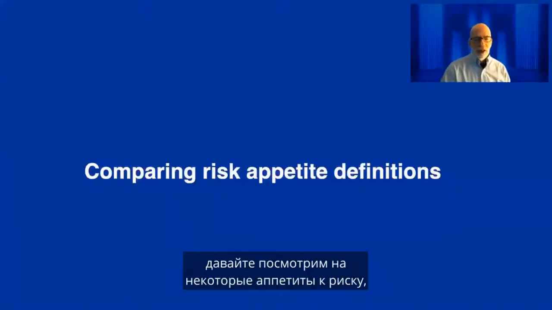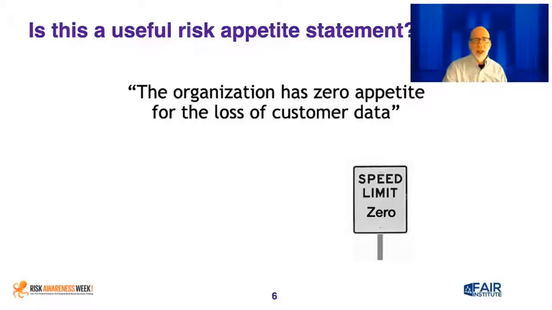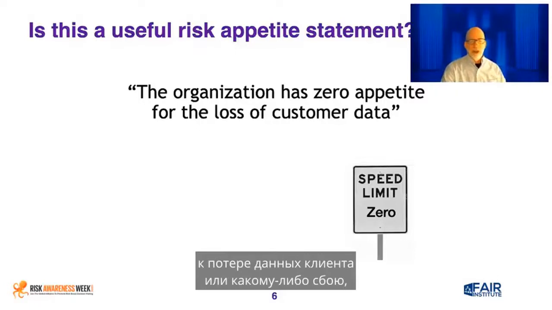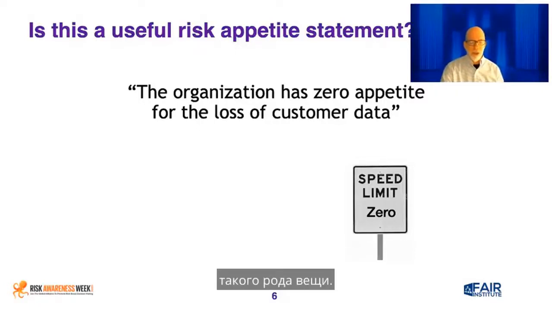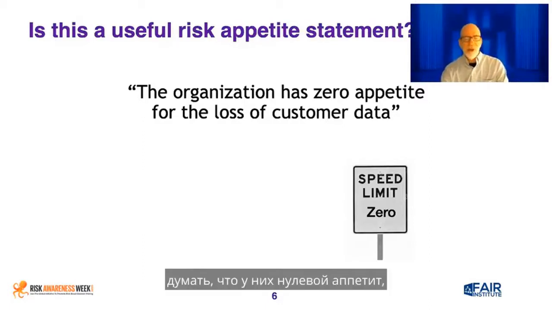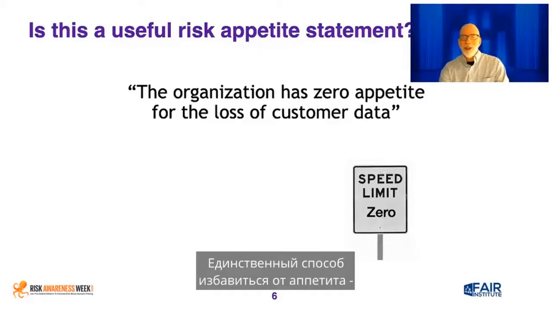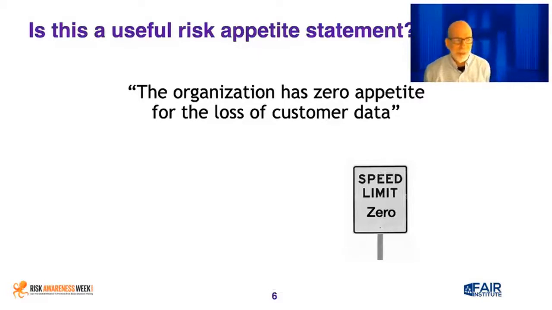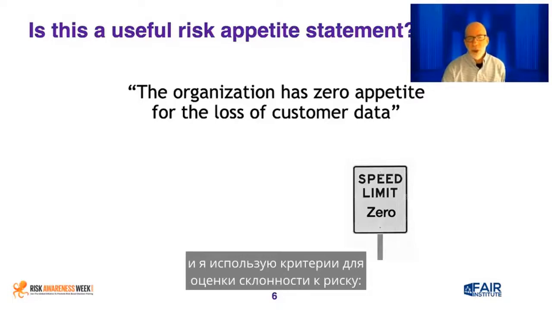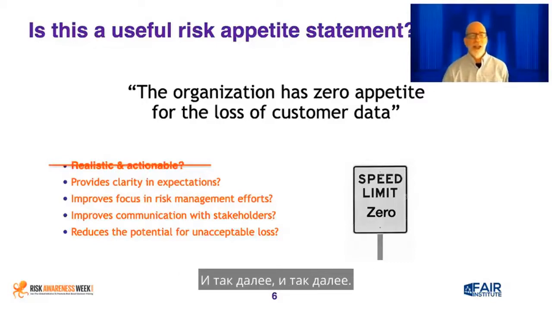So before we do any of that, let's look at some of the risk appetites that I see out there in the industry that I believe are problematic. And the first one is something like this, where an organization says it has zero appetite for loss of customer data or for some sort of outage, these sorts of things. And this is at best naive to think that they have a zero appetite, because if they have customer data they have an appetite for risk. The only way to have zero appetite is to not have any customer data, arguably not have any customers. So this is problematic. And the criteria I've used for evaluating risk appetites: is it realistic and actionable? Does it provide clarity, et cetera, et cetera.